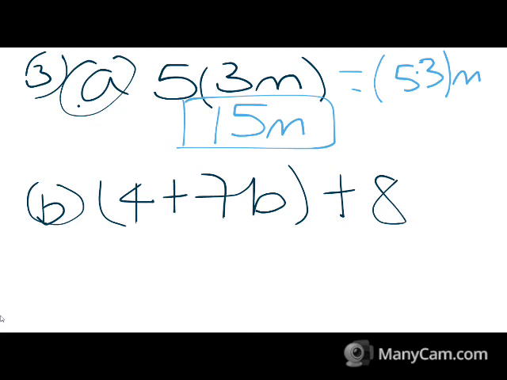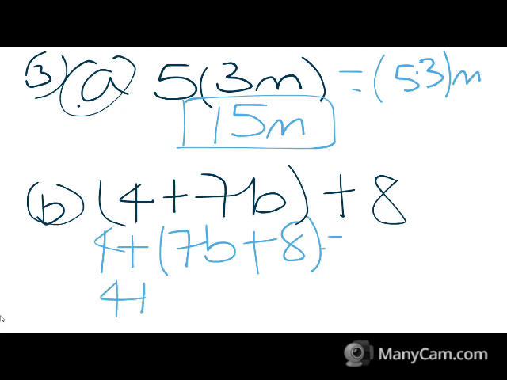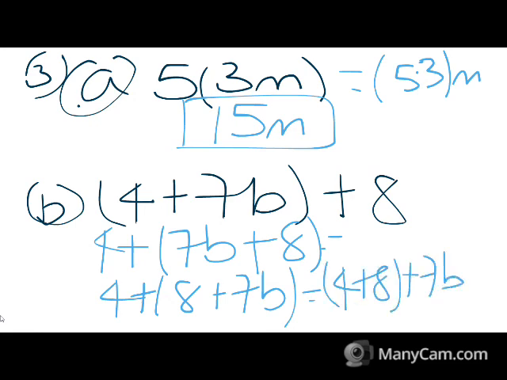For letter B, the quantity of 4 plus 7b, plus 8. So what I want to do is combine my constants. My constants are just numbers. They don't have any variables attached to them. To do it formally, I'm going to use the associative property here. After the associative property, I'm going to use the commutative property: 4 plus 8 plus 7b. Then I'm going to use the associative property again: 4 plus 8, plus 7b. And what do I get? I get 12 plus 7b. And that's my answer.